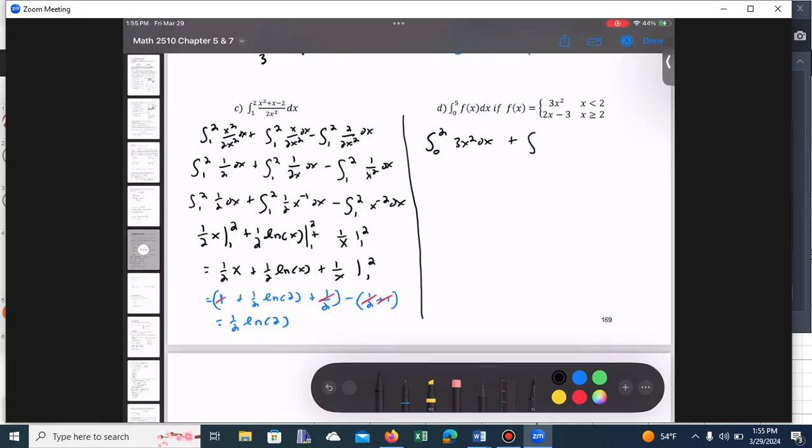Second one is going to be from 2 to 5, and then we're looking at 2x minus 3 dx. So we have 2 different integrals we have to solve and then add them together. So take the antiderivative, we get 3x cubed over 3, evaluated from 0 to 2, plus x squared minus 3x, evaluated from 2 to 5.